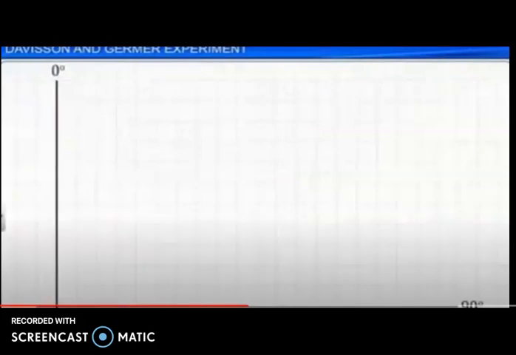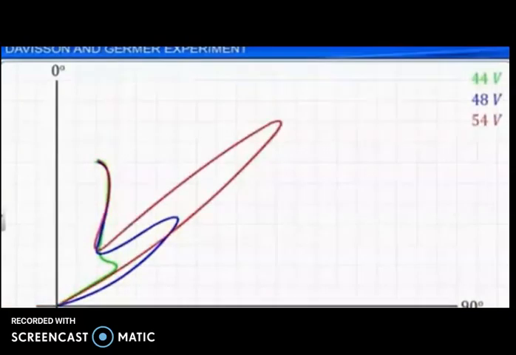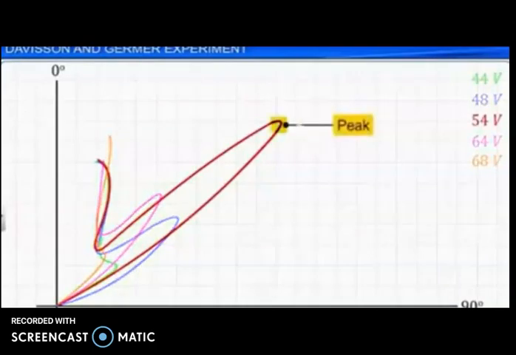This experiment was performed by varying the accelerating voltage from 44 volts to 68 volts: 44, 48, 54, 58, 64, 68. It was noticed that a strong peak appeared in the intensity I of the scattered electrons at an accelerating voltage of 54 volts and at a scattering angle theta equal to 50 degrees.